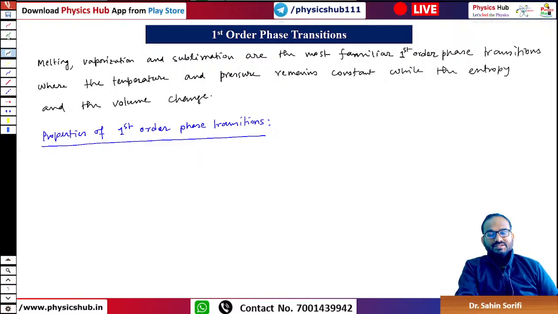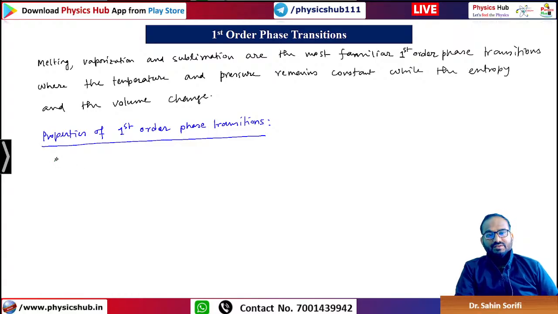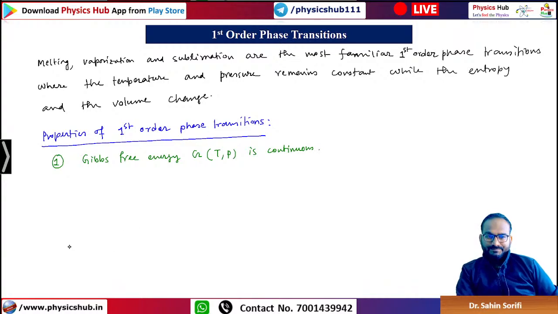G is what? G is the Gibbs free energy. So, in a first order phase transition, the Gibbs free energy G, which is a function of T and P, is continuous. Note it down in mind, not on paper. I will tell you again, and when I tell you, then we will write.